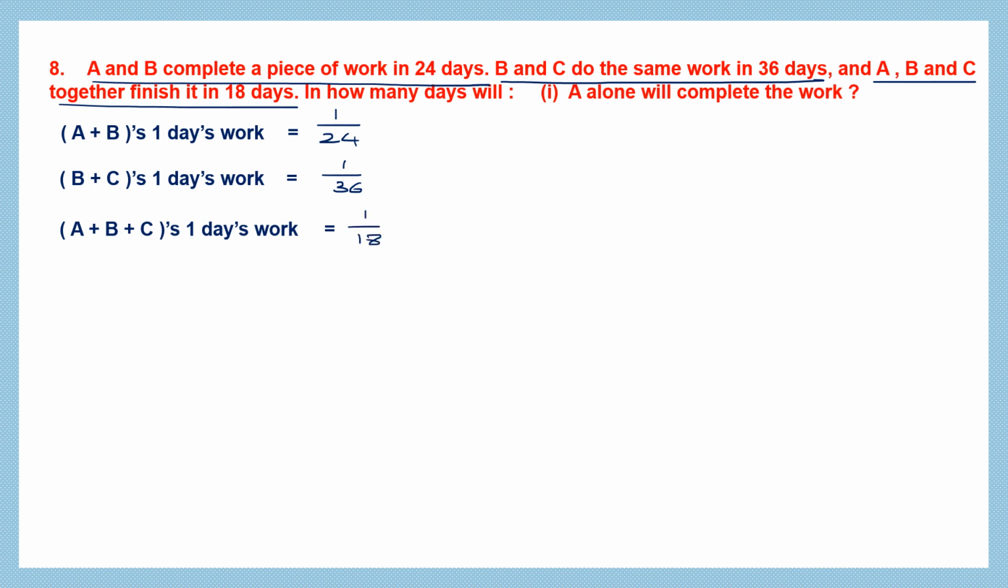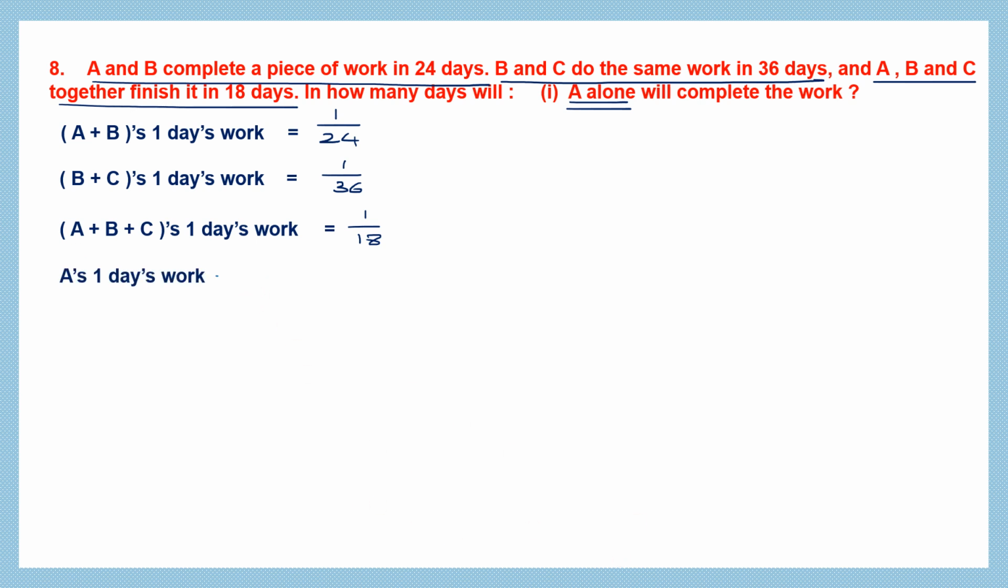Now we are asked how many days can A alone do it. So we are going to leave A as it is. Now let's look at the rest of it. B plus C's 1 day's work we already have here. But we don't have A's 1 day's work and that is what we are going to find out. So let's write A's 1 day's work plus.